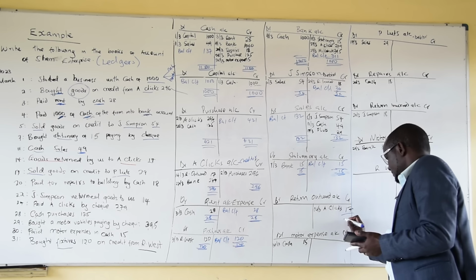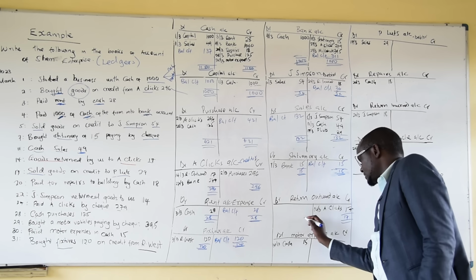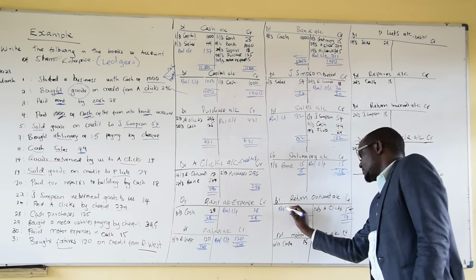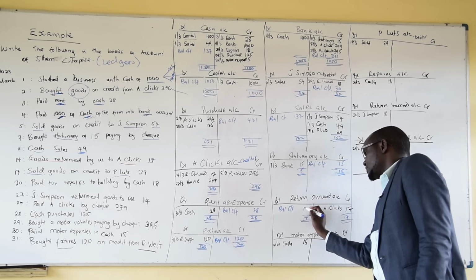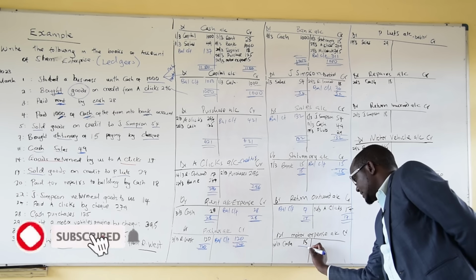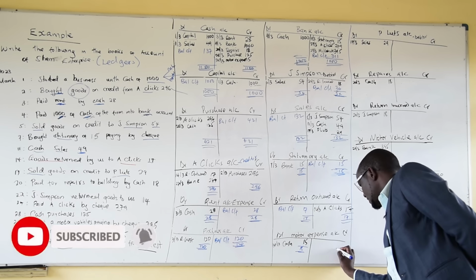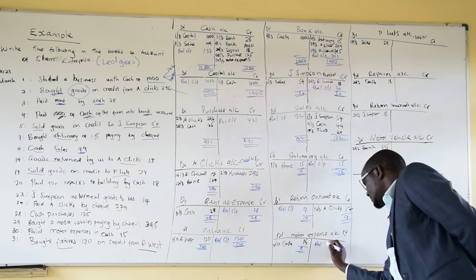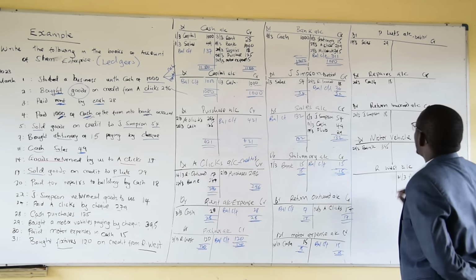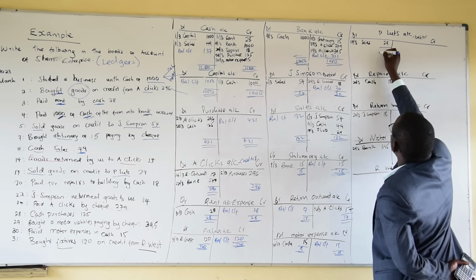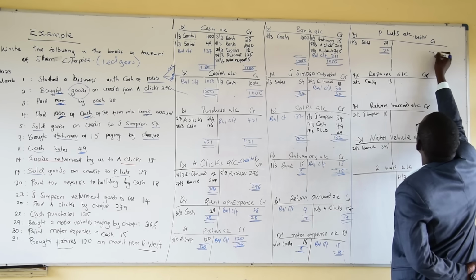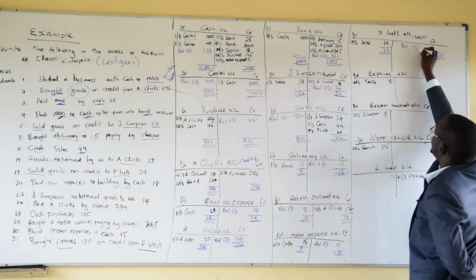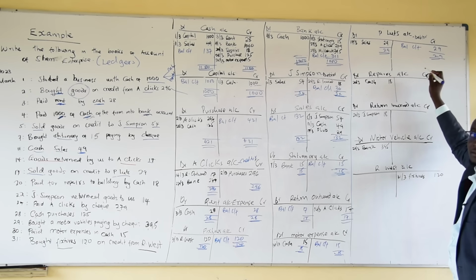This side has more of 17. I need this side to have 17. So this means we shall have balance carried forward of 17. This side has 15. I need this side to have 15. So that means I will have balance carried forward of 15. This side has 29. I need this side to have 29. So here we have balance carried forward of 29.